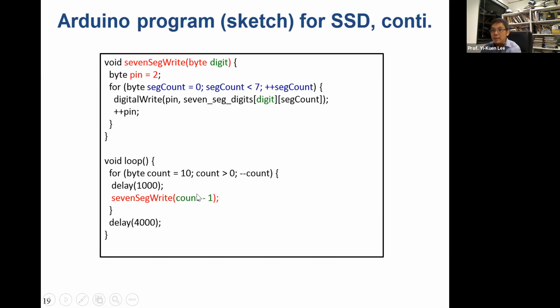10 minus 1 is 9, and in this case, I can use this subroutine to continue to set this kind of information, right? Using array information, and then delay 4000, I mean milliseconds. So this is the easy way we try to show you how we can do this. First is the hardware connection, and then use a subroutine to provide this kind of program to control and send out the signal.